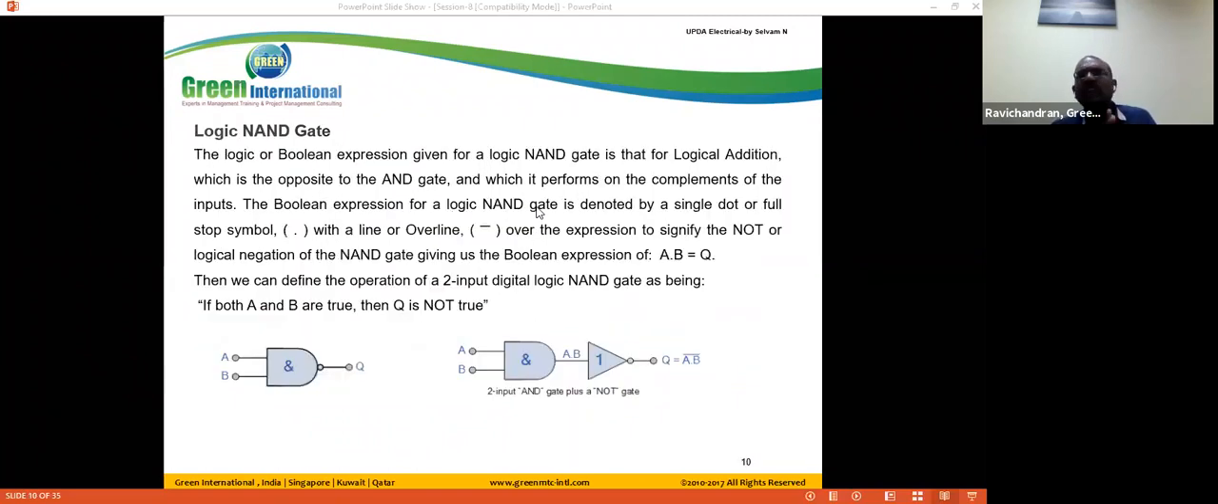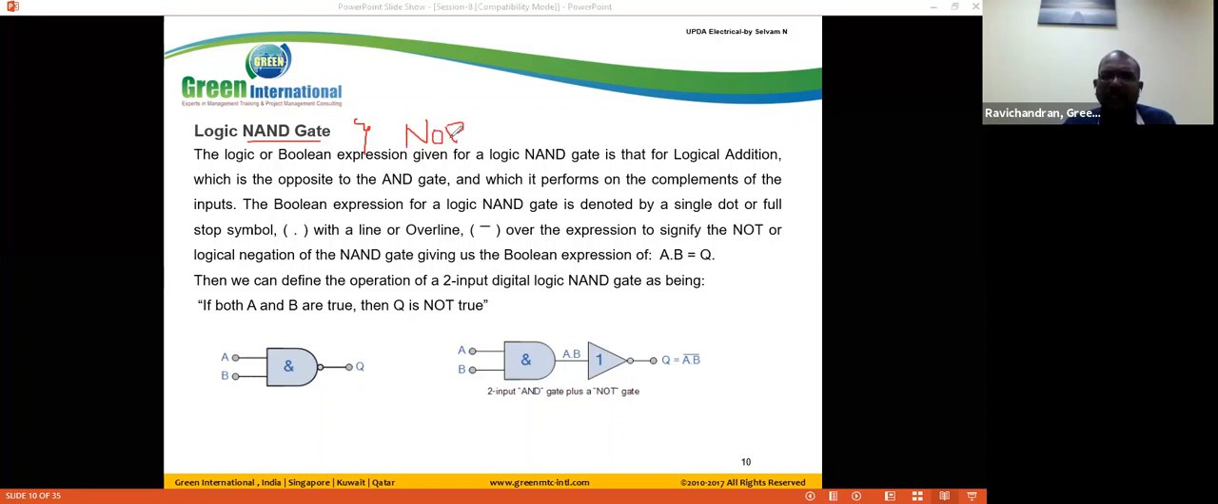Okay, now we have the universal gates. They ask the question: what are the universal gates? So in general, the NAND gate and NOR gate are universal gates. NAND gate and NOR gate, we call them universal gates. They ask the question like this: what are the universal gates?